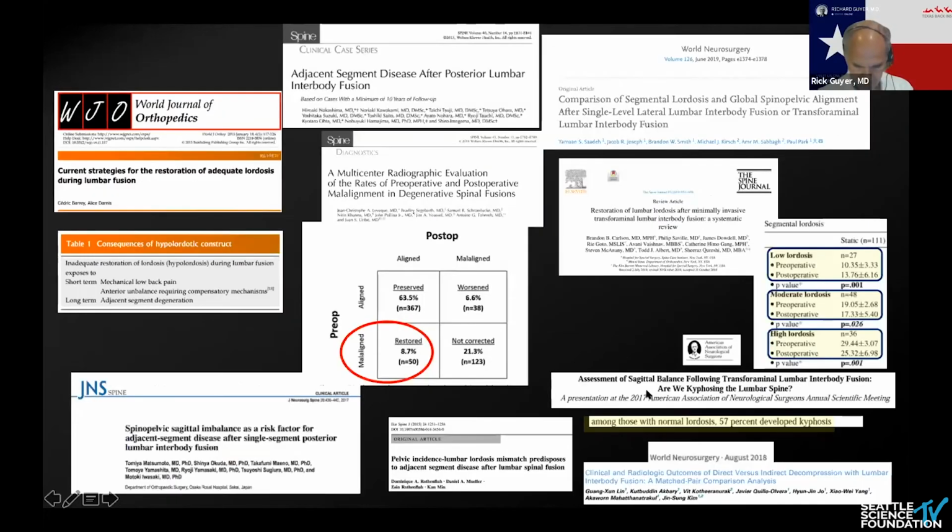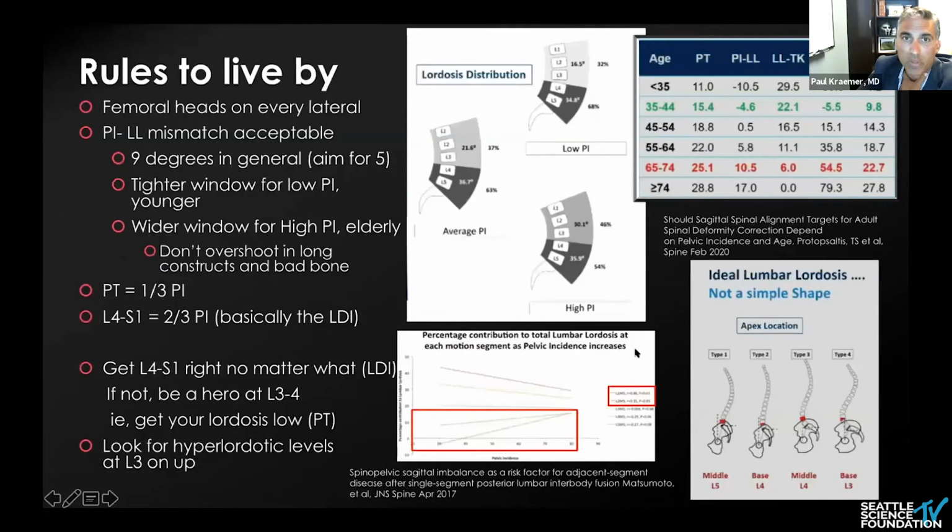There's more studies. We don't need to go through every single one of them, but there's more and more out there all the time, and I predict that there's going to be more and more. We've got to learn. Fusion's not going away, despite all the good work of Jack and Rick and all the guys about lumbar disc replacement. Fusion's not going away. We've got to learn to do it better. Here are my rules: aim for 5 degrees, try to get 9 degrees, tight window for low PI, wider window for high PI. Get L4 to S1 right. If you don't get L4 to S1 right, you've got to be a hero at L3, or you'll chase it all the way up and down the spine.